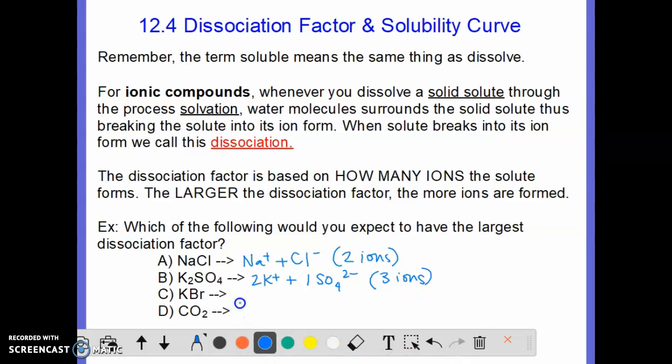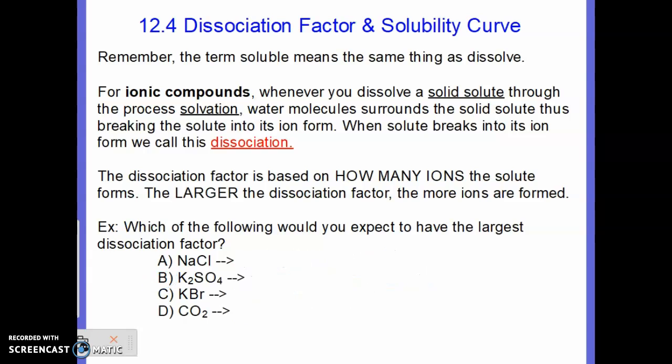We have KBr, which is going to be 1 potassium ion, and then bromine is 1 bromide ion. So that's 2 ions as well. And then our last one is CO2. It is a covalent compound, so it's not going to dissociate into ions. So this one is going to have 0 ions. Okay, so the one that has the most is going to be B, K2SO4, because it has 3 ions, therefore it has the largest dissociation factor.